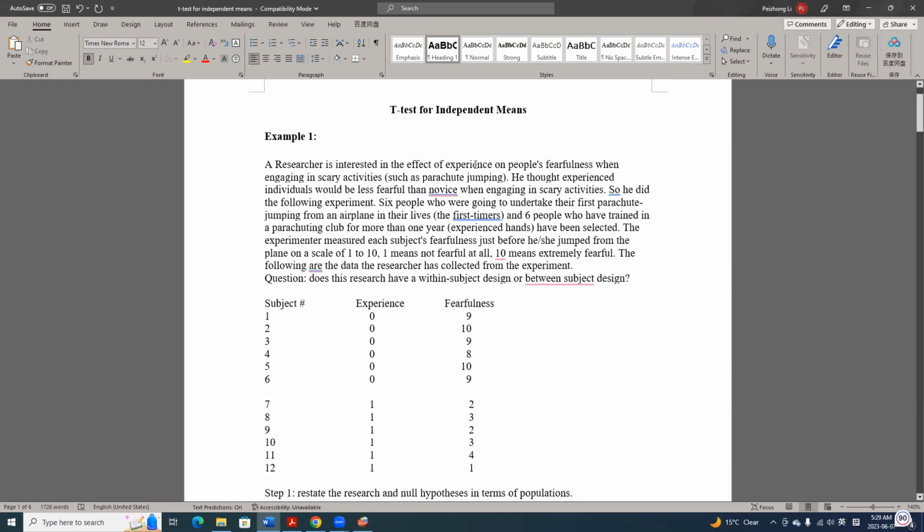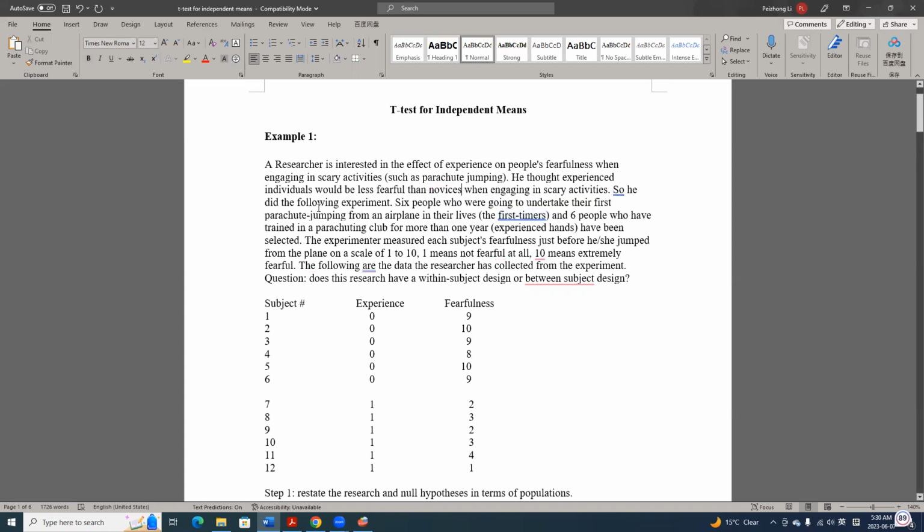A researcher is interested in the effect of experience on people's fearfulness when they engage in scary activities, such as parachuting. He thought experienced people would be less fearful than inexperienced people, novices. So he did the following study.